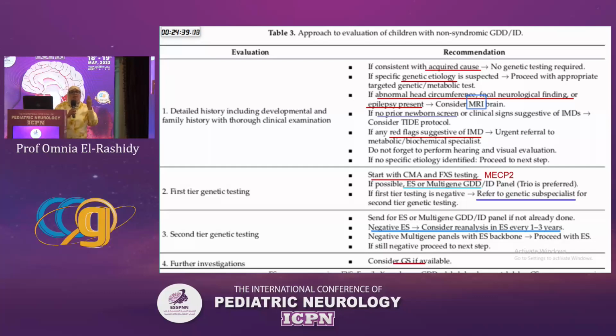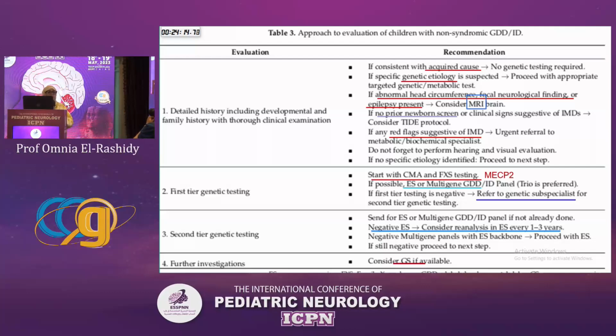So don't miss inborn errors of metabolism as a cause of global developmental delay in your patient, please. If there are any red flags of inborn errors of metabolism, such as vomiting, lethargy, failure to thrive, convulsion, and you have no newborn screening, you must refer for a metabolic profile or for genetics.